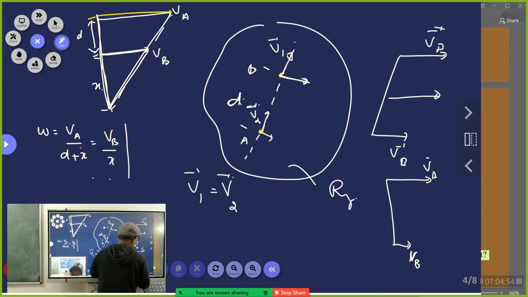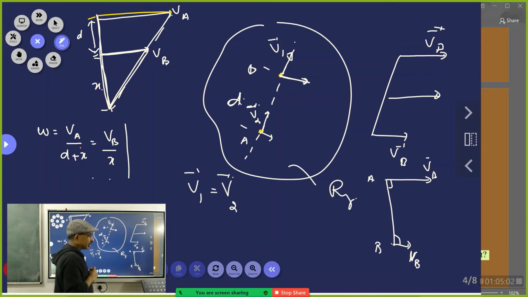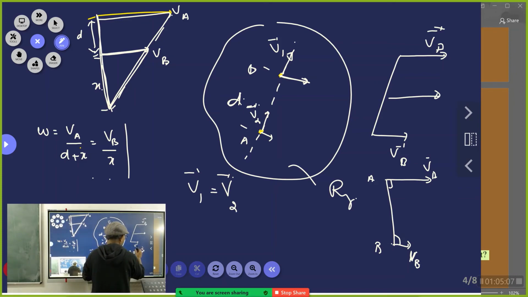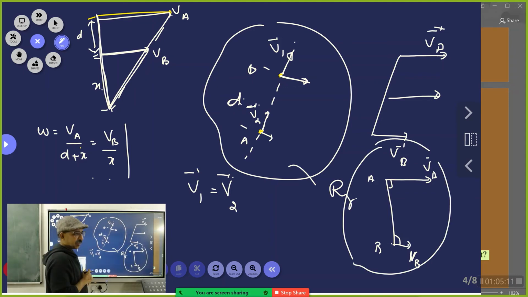This is BA bar and this is BB bar. Both are perpendicular to this line, joining the two. So this is point A and this is B. Now what happens to this rod? What happens to this body?